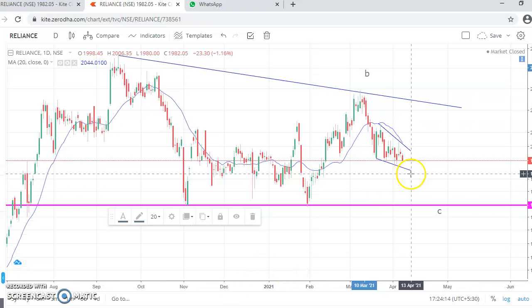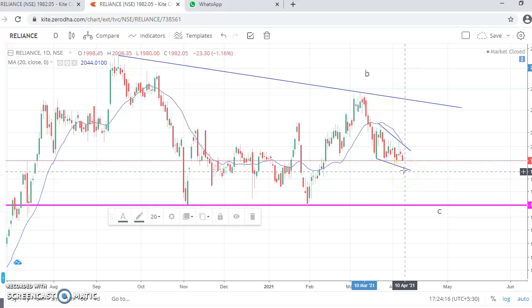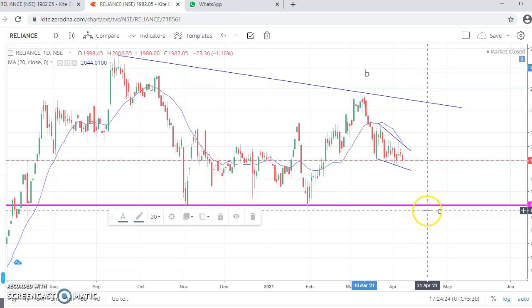The real confirmation happens only when the price comes below this trend line. When the price comes below this trend line and sustains here, you need to put stop loss here. The target of 1830.